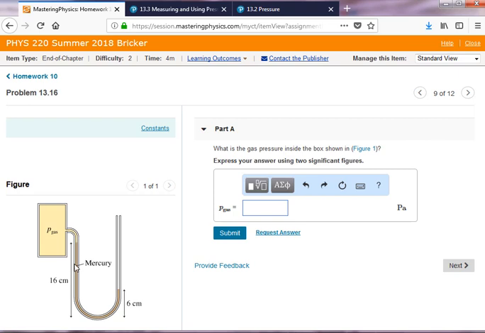Okay, so they tell us the fluid is mercury. We actually know more than we think we know. It's mercury, so we can look up the density of mercury. And we have these different dimensions. We can figure out the pressure in this device.